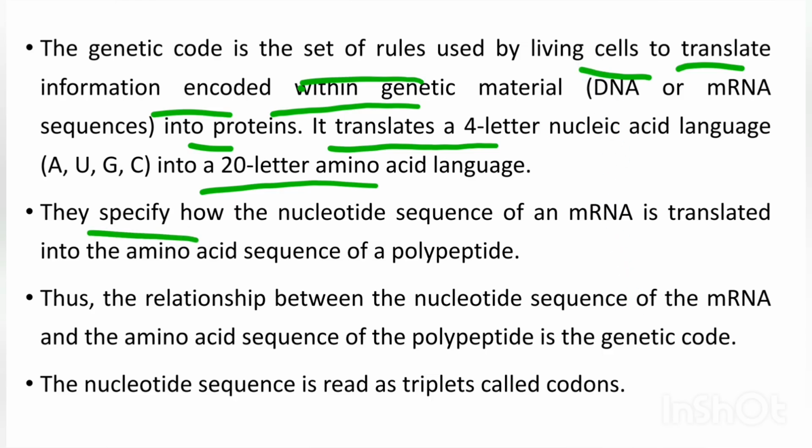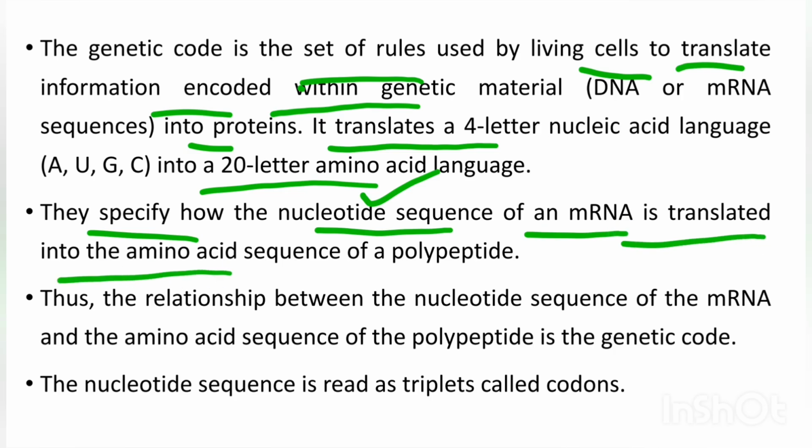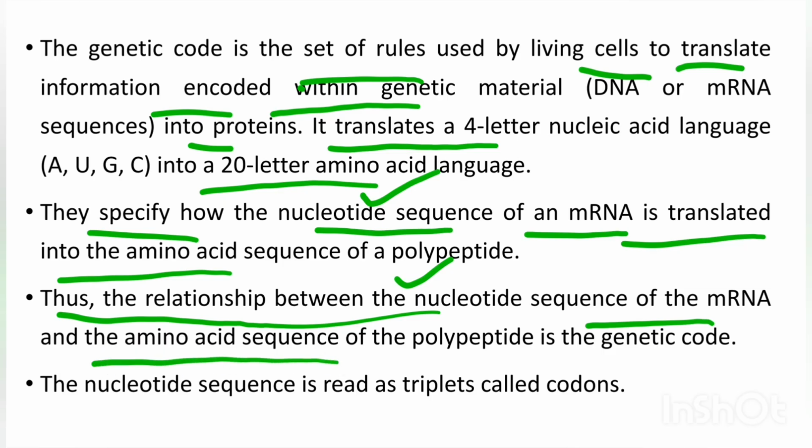They specify how the nucleotide sequence of mRNA is translated into amino acids to form a polypeptide chain by the process of translation. The relationship between the nucleotide sequence of mRNA and the amino acid sequence of the polypeptide is the genetic code. Genetic code is the secret message and it codes for a specific amino acid.